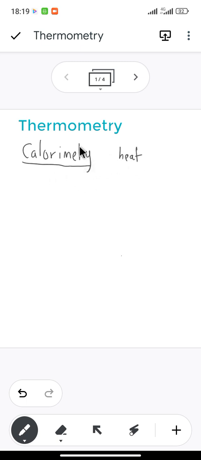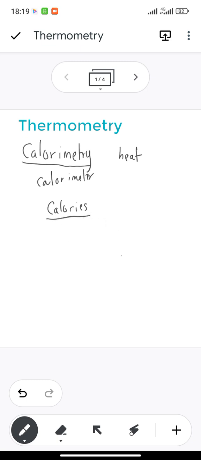Now you use a calorimeter to measure heat, you understand? Heat is sometimes measured in calories. Calories. Yeah, it's a unit of measuring heat. Now we have to define what a calorie stands for.